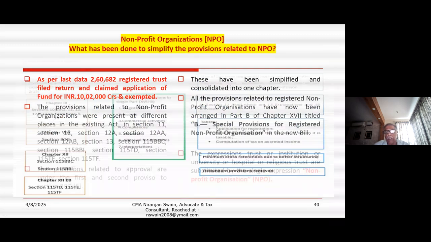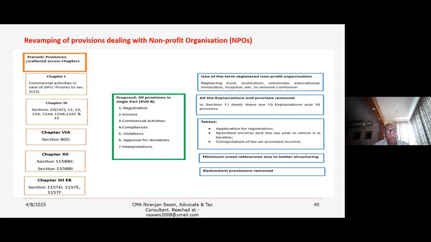In that new bill, just see, on the left hand side was the old provision, and on the right hand side you see all of it in one place: registration, income, commercial activities, compliances, violations, approval, donation, and interpretations. Everything is kept in one area.